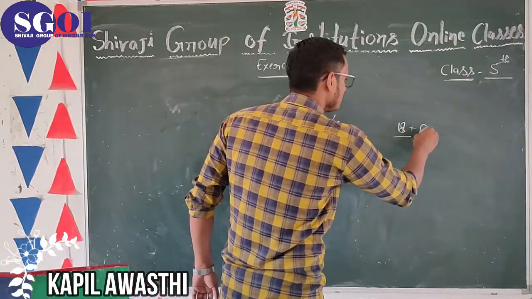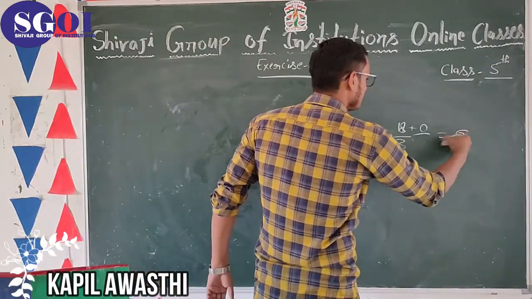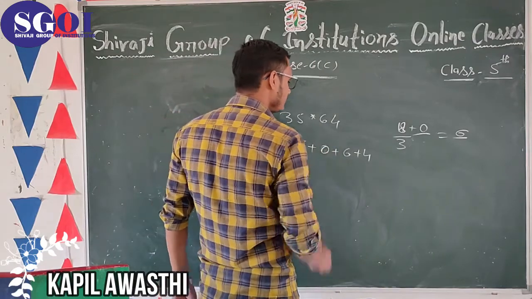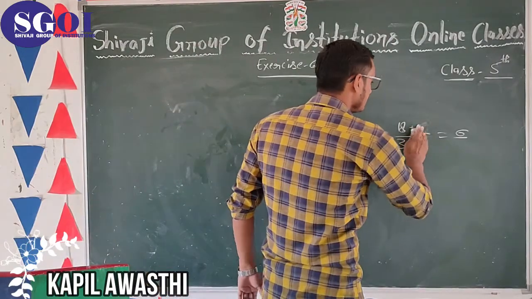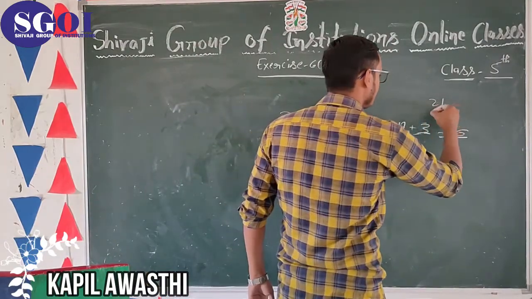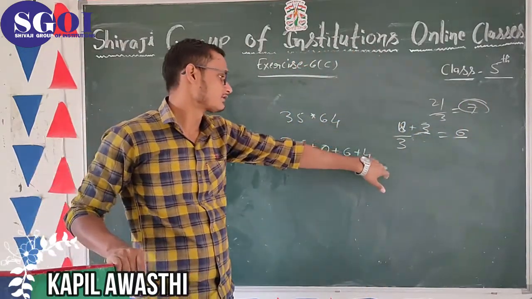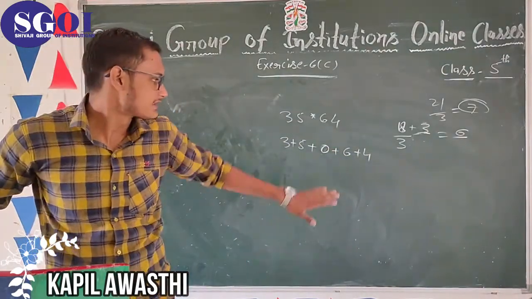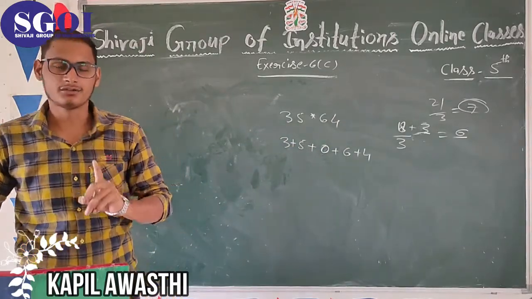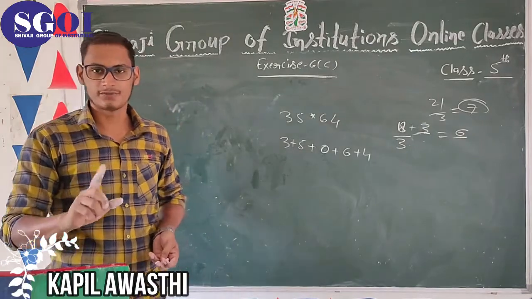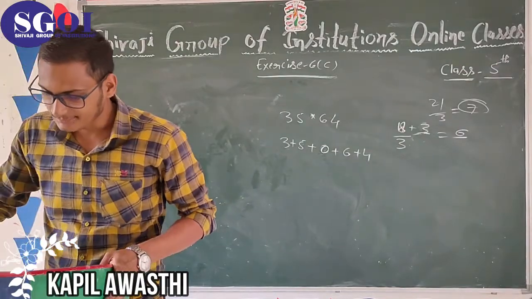Students, if we add 0 in this number, then 18 is also divisible by 3. So if we add 0 in this place, this number is divisible by 3. If we add 3 in this place, the sum is 21, so this number is also divisible by 3. This is the same as in question number 1. If we add 0 in the place of star, this number is divisible by 3. The process is the same.